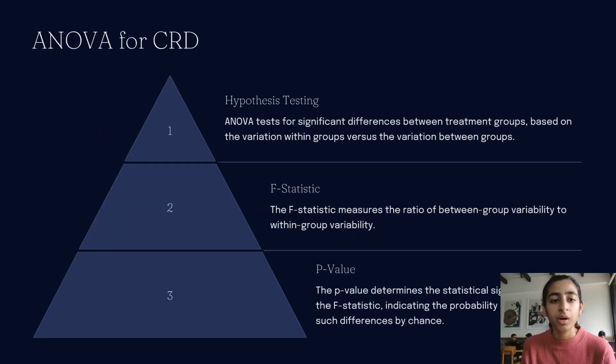Let us look at the ANOVA for CRD. Hypothesis testing. ANOVA tests for significant differences between treatment groups based on the variation within groups versus the variation between groups. F statistic. The F statistic measures the ratio of between group variability to within group variability. P-value. The p-value determines the statistical significance of the F statistic, indicating the probability of such differences occurring by chance.